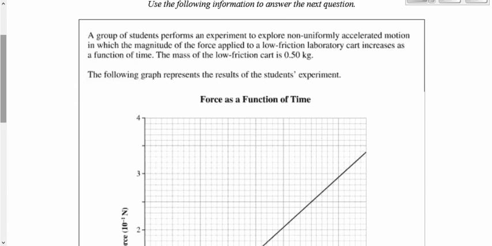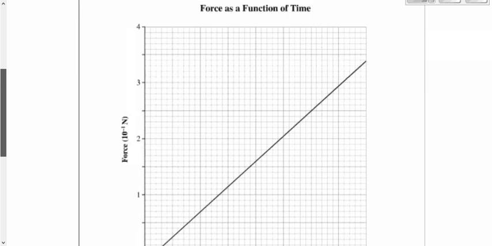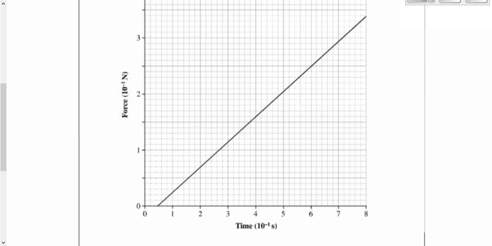A group of students performs an experiment to explore non-uniform accelerated motion in which the magnitude of the force increases as a function of time. The mass of the low friction cart is 0.50 kilograms. Oh, look. What do we see? A force versus time graph. 3 words. JC, what are the 3 words? Force versus time graph. 3 words should come to our mind. Good. Area equals impulse. All right, what's the next thing we do?